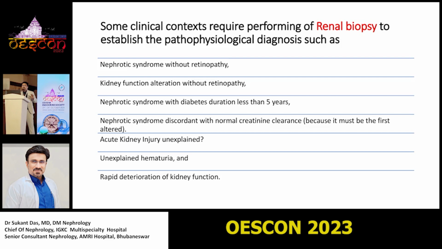Nephrotic syndrome without retinopathy, kidney function alteration without retinopathy, nephrotic syndrome in a patient with diabetes with a duration of less than 5 years, and nephrotic syndrome discordant with normal creatinine clearance, because it must be first altered, and a cause of acute kidney injury that is not very obvious. And if there is hematuria that is unexplained and there is a rapid deterioration of kidney function, all these things should drive us towards finding a way to do a kidney biopsy and establish the diagnosis.